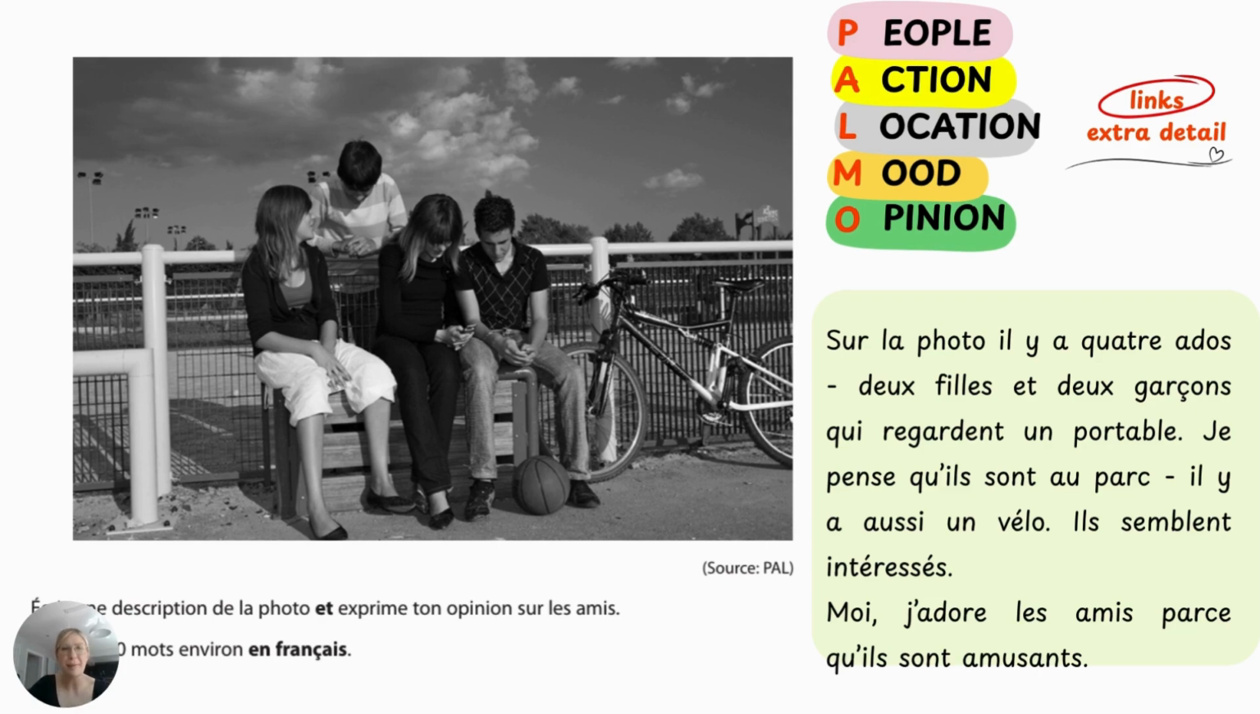Il y a aussi un vélo. There is also a bike. Again, you do not need to include that. But if I saw that and thought, oh, I know how to say bike, I can show off a bit here, I might add it. Okay. Ils semblent intéressés. They seem interested. Moi, j'adore les amis parce qu'ils sont amusants. Me, I love friends because they're fun. Okay. Almost pains me to say it. Sounds a bit simple, but that will get you the mark. So just write it.